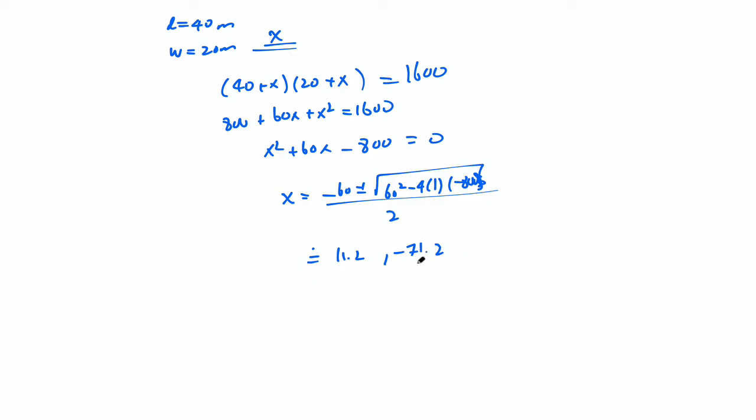Okay, but clearly you cannot increase the length and the width if you have a negative x. Okay, so you have to use this one. So that means you have to increase the length and width by 11.2 meters.